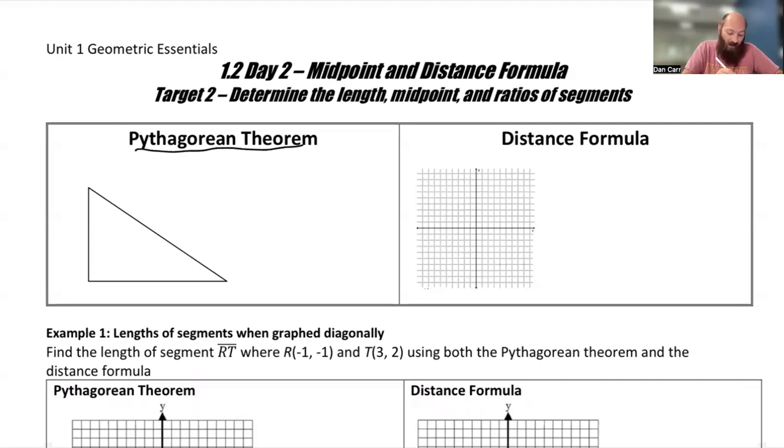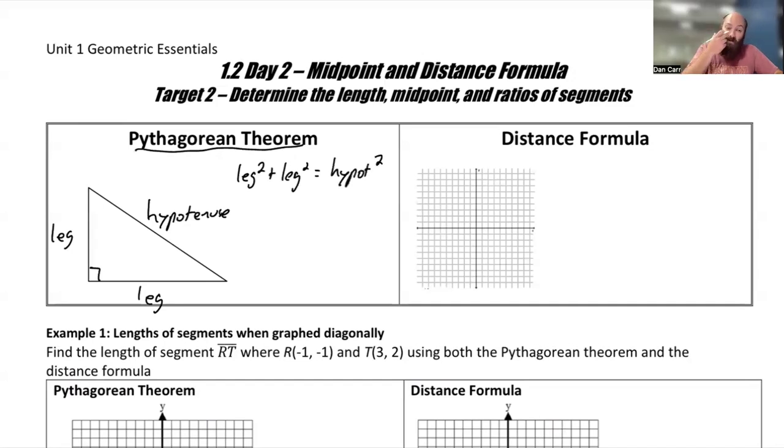Pythagorean theorem. If you have a right triangle, we have the two sides that make up that right angle, called legs. The third side, the longest side, is the hypotenuse. According to the Pythagorean theorem, the relationship for a right triangle is that if I take a leg squared plus the other leg squared, that equals the hypotenuse squared.